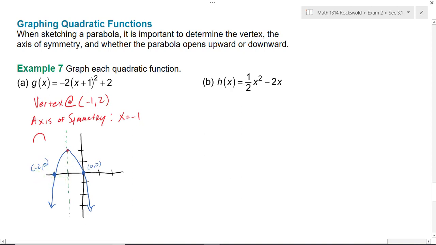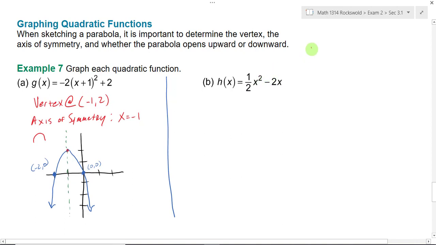You need a minimum of 2 points to graph a straight line. You need a minimum of 3 points to graph a parabola, as long as one of those points is at the vertex. On part B, we need to begin by finding our vertex. This is not in the vertex form, this is in the general form, so the first thing I need to do is find the vertex.